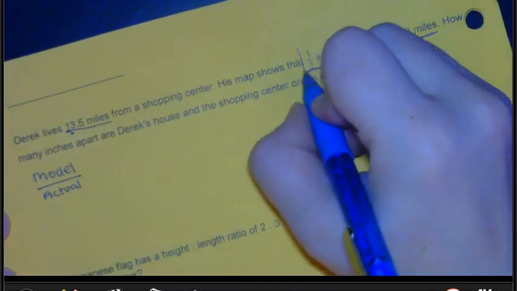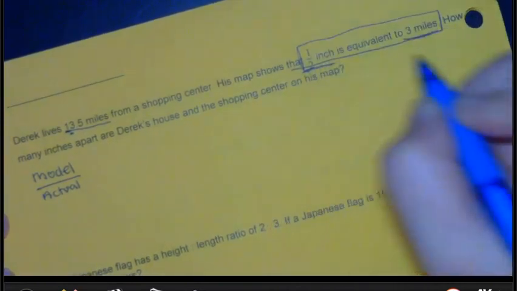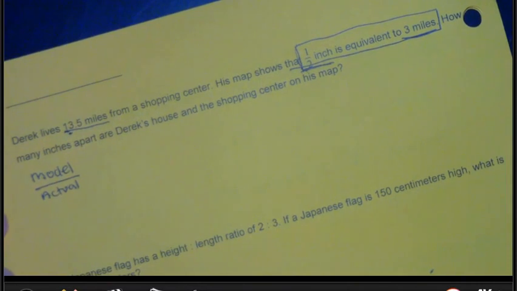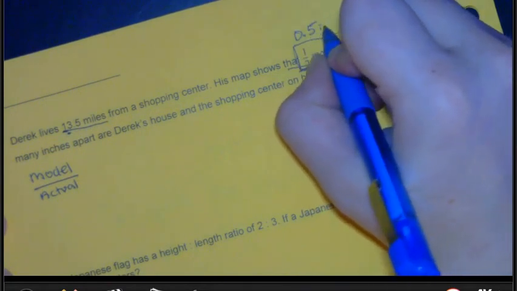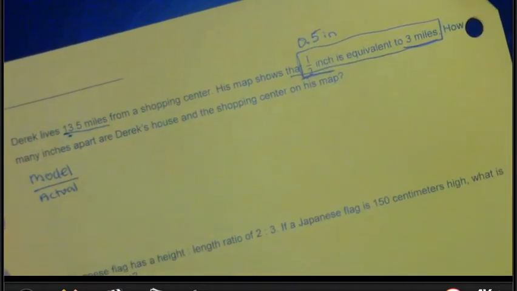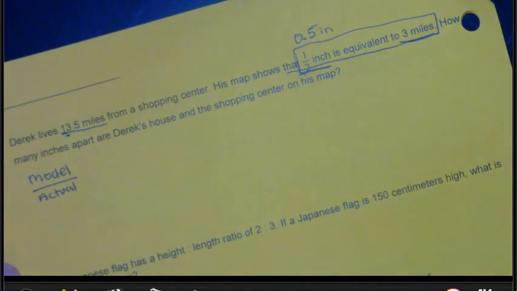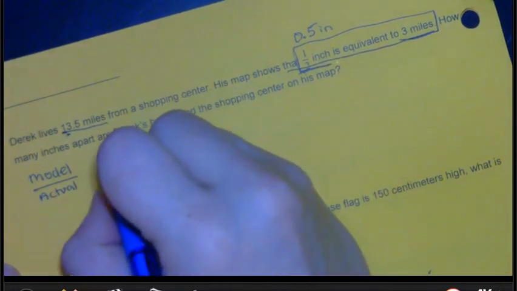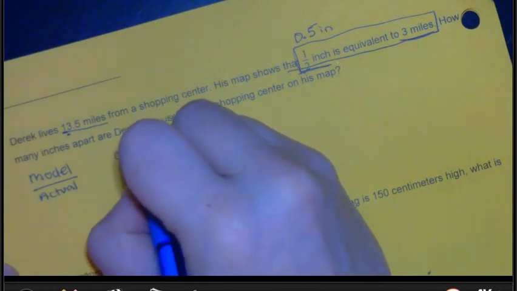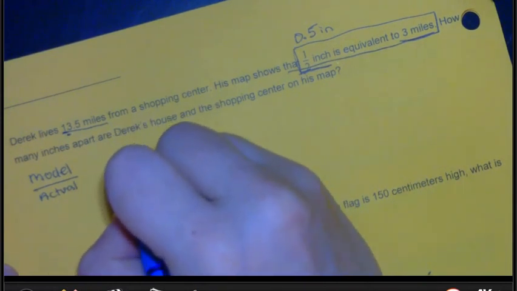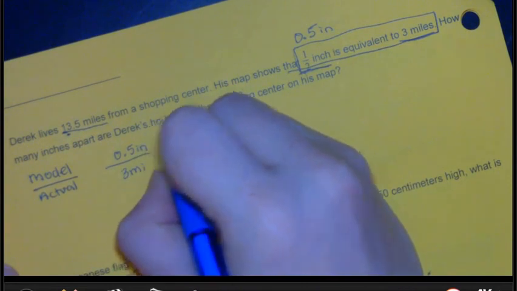So I'm going to start with what I know, and I know that 1/2 of an inch is equal to 3 miles. Well, let's go ahead and turn this 1/2 into a decimal just to make our lives a little easier when we're doing some math. So I'm going to change it to 0.5 because 1 divided by 2 is 0.5. I'm going to write model over actual, or in this case, the inches. So 1/2 inch over 3 miles. And I'm going to set up a proportion.